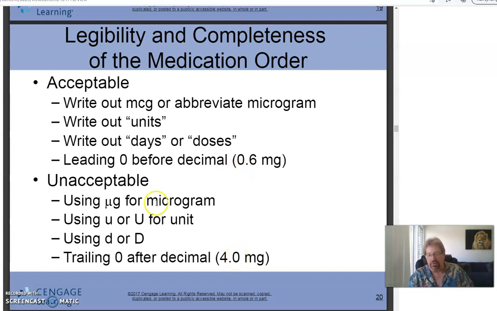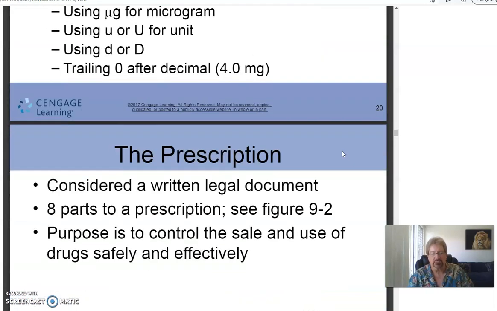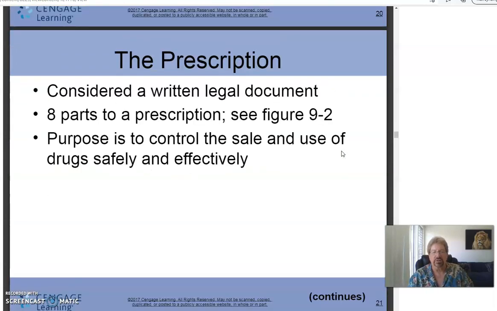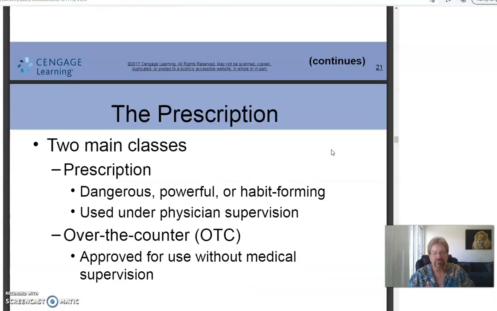But we do write it here. So you kind of need to know those guys. That's why it's just customary. It's custom. Prescription is considered a legal document. 8 parts to a prescription. See Figure 9.2. Definitely check that out. They don't have it here in the PowerPoint. It's in the book. Purpose is to control the sale and use of drugs safely and effectively.